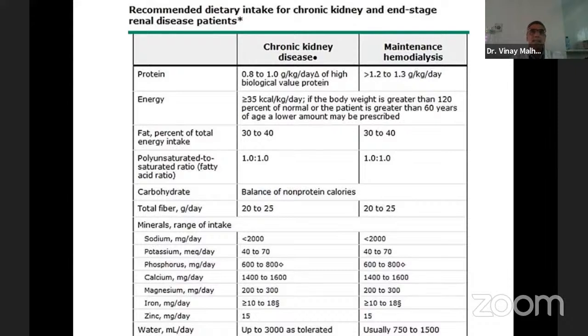Then there are certain fruits which have less potassium. Seb, papita, jamun, ananas, nashpati. These 5 fruits contain less potassium. So these can be advised to patients of CKD in limited amount.